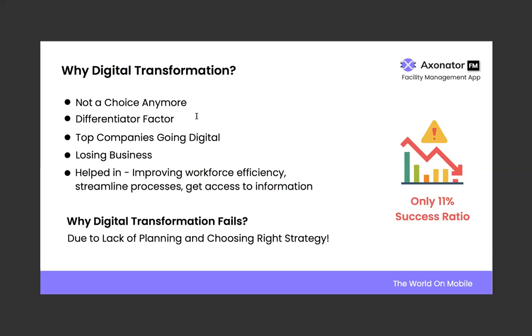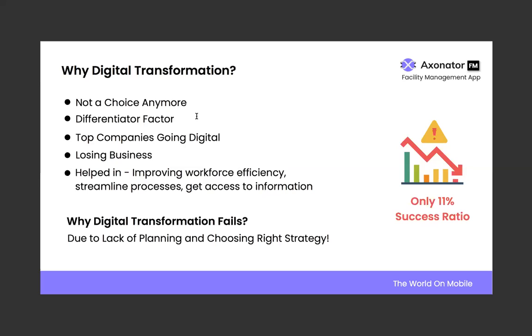Yeah. So the last line: digital transformation fails due to lack of planning and choosing the right strategy. Only 11% is the success ratio, right, Vinay? Yeah. So what we have seen in the market these days is that so far companies were using traditional methods of data collection on paper forms and spreadsheets. Now companies are thinking towards digital transformation, but whatever methods companies have applied over the last 2 decades, the ratio of having a successful digital transformation in an organization is just 11%. So why is it so low?